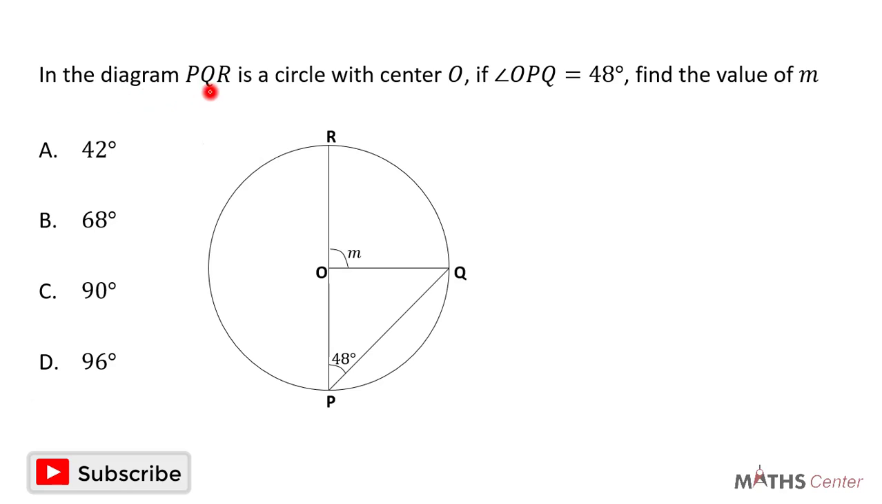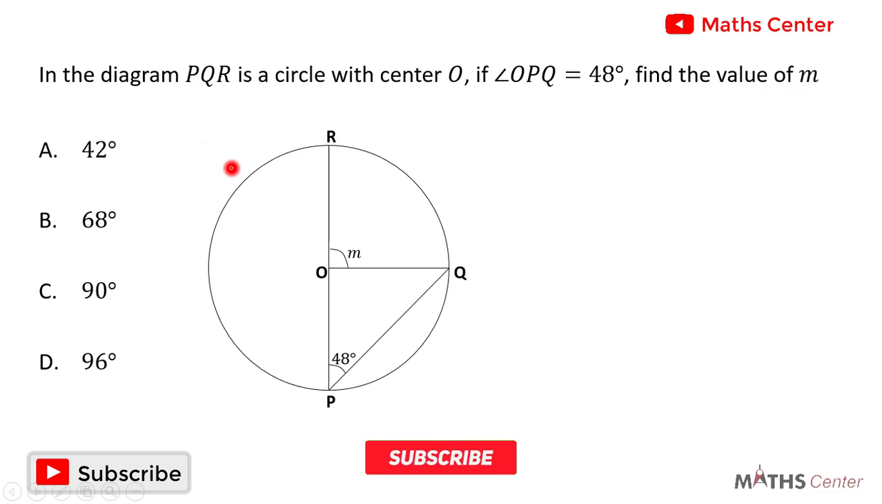In the diagram, PQR is a circle with center O. If angle OPQ is equal to 48 degrees, find the value of M. This is a multiple choice question, and so we will solve the question, and after that we will pick the correct option. The question says that O is the center of the circle.